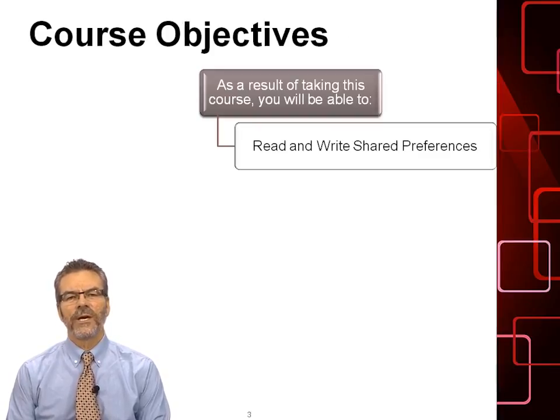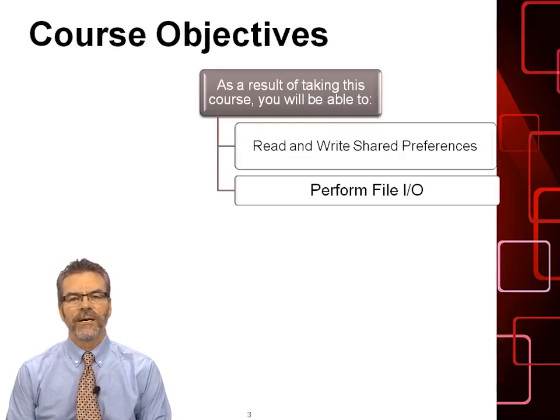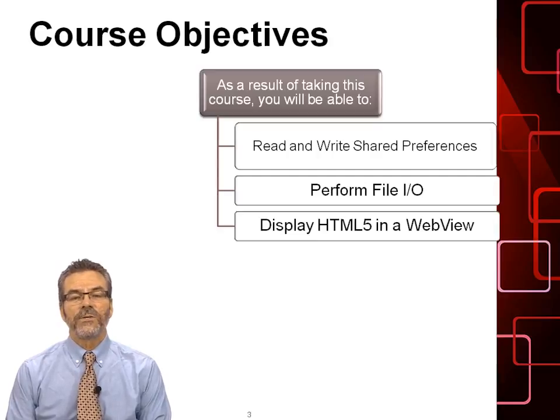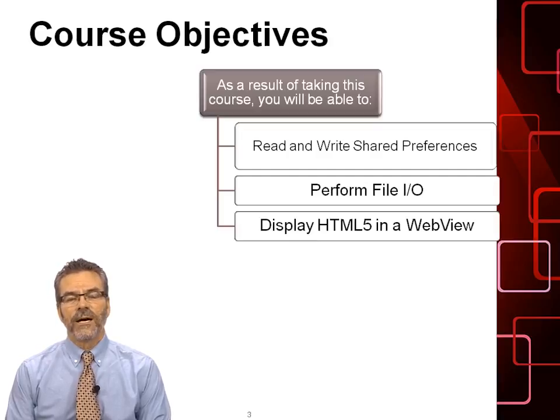If you take this course, you'll find how you can read and write shared preferences, which is something you'll do a lot as you're writing applications that use multiple activities. You'll also learn how to perform file I/O, how you can read and write what are called internal files as well as external files. You'll also see how you can display HTML5 in a web view. There are in fact a lot of applications that are written using HTML5 and JavaScript and cascading style sheets, and they run that code inside of this web view.